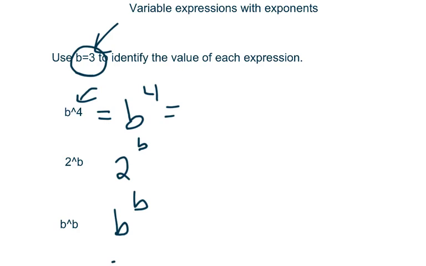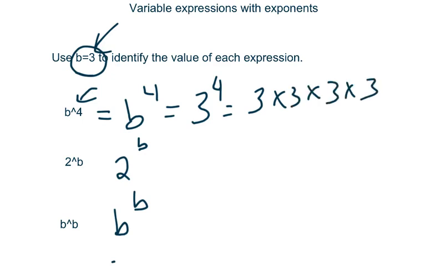So this one really means 3 to the 4th. What that really means then is you have 3 times 3 times 3 times 3. Now you just have to do the math. 3 times 3 is 9. 3 times 3 is 9. Then you multiply that, and 9 times 9 is 81.